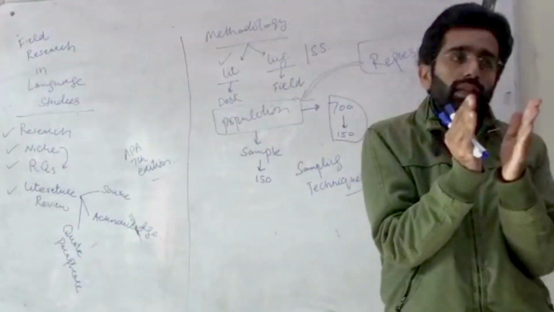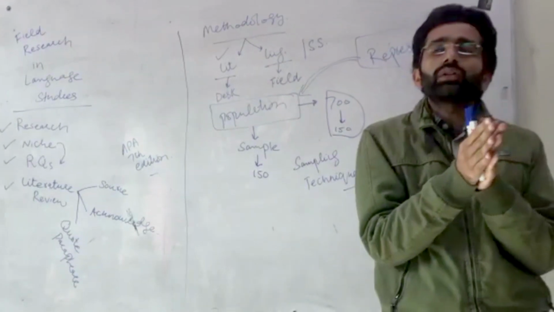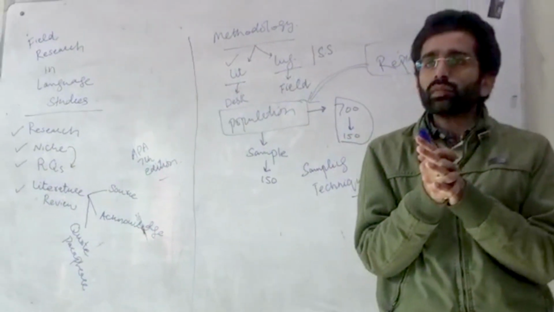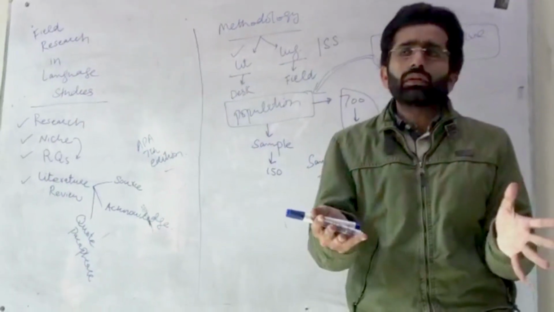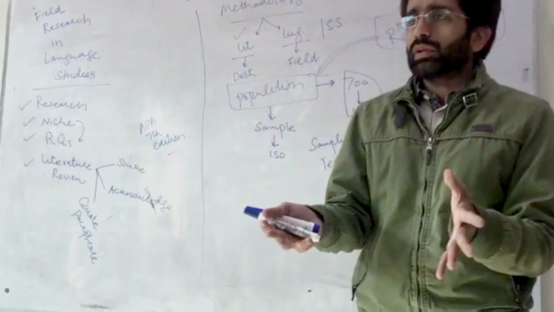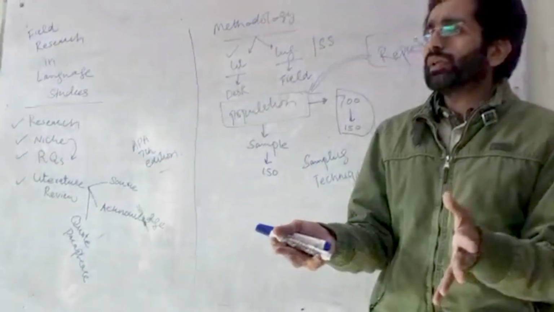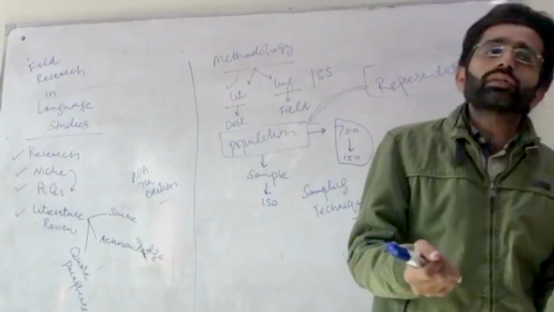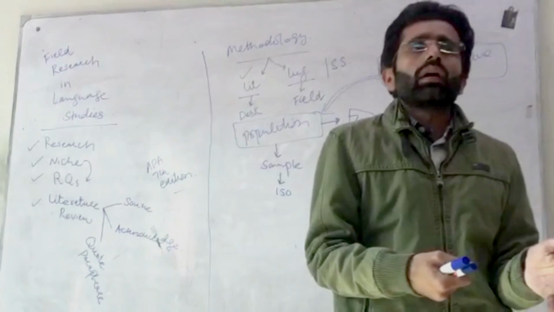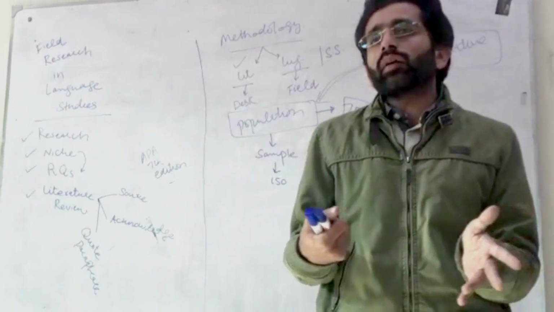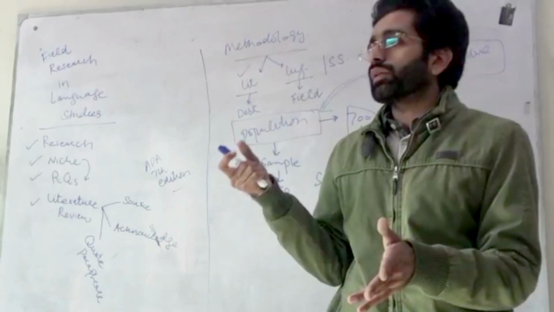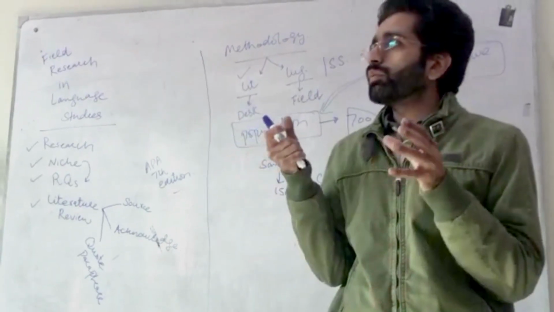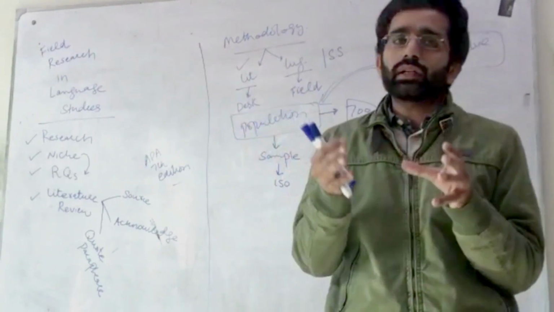So the selection of variables depends upon what your RQs are. In certain RQs, gender might not be a variable. Yeah? So there might be research questions where gender is not relevant. Depending upon what you want to investigate, accordingly you select your variables. And then you make those variables representative.